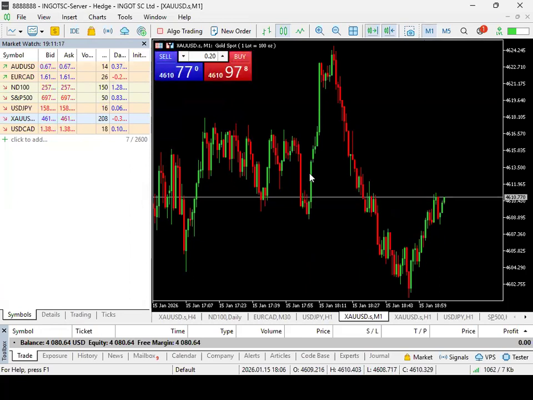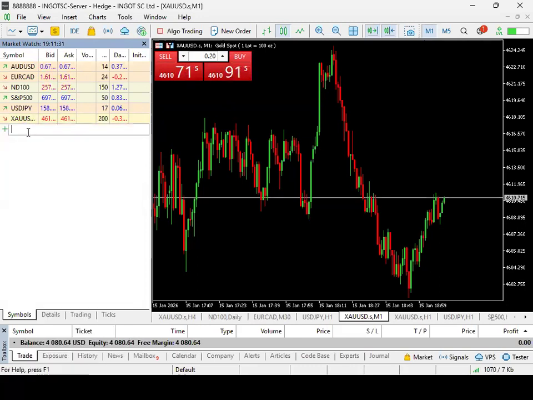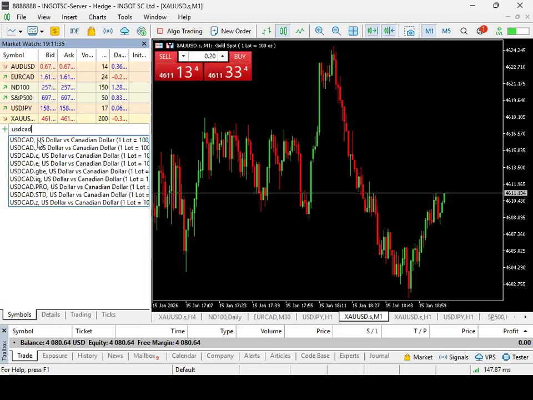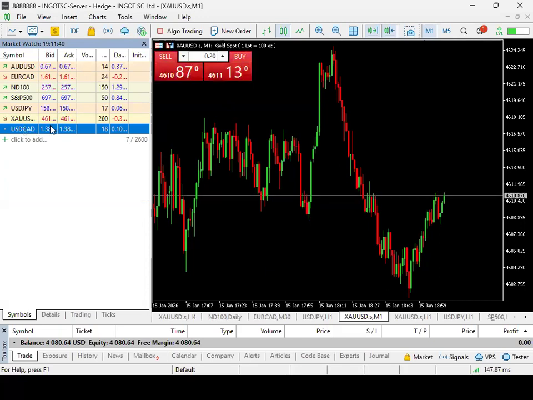I've already explained how to add instruments. That's what I've done. You click over here, add whatever you're adding. It's as simple as that. Here, click over here, add USD CAD. I've done this already, Eddie. Come on. That's it. It's already added.